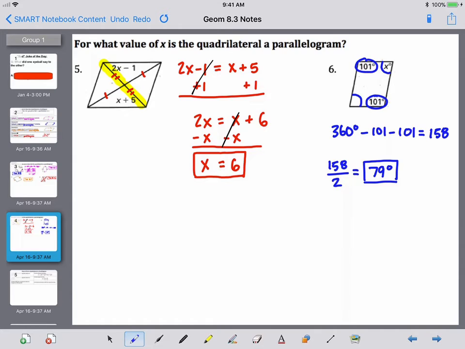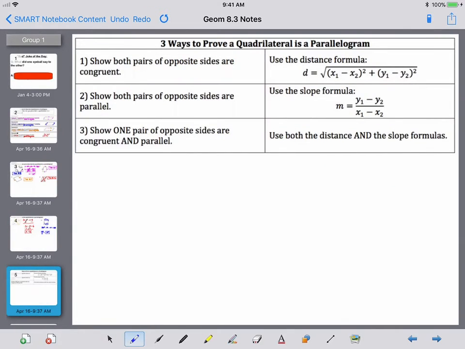Okay, we're going to look into what if we have a quadrilateral graphed. How can we show that that is a parallelogram? Well, there's actually 3 ways. You can use the distance formula to calculate the distance of both pairs of opposite sides. And if those are congruent, you can then say from theorem 8.7 that really is a parallelogram. So this is actually just using theorem 8.7.